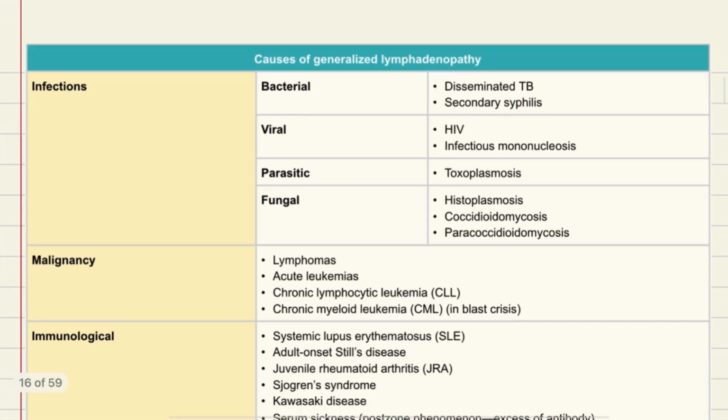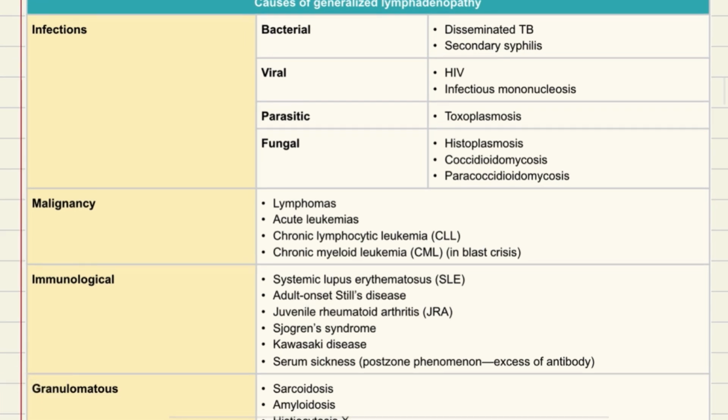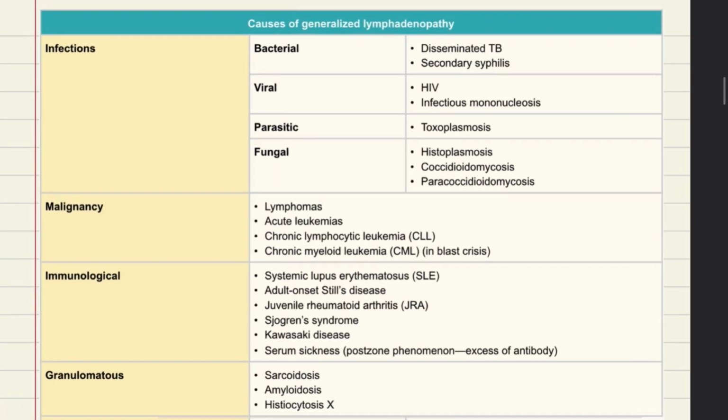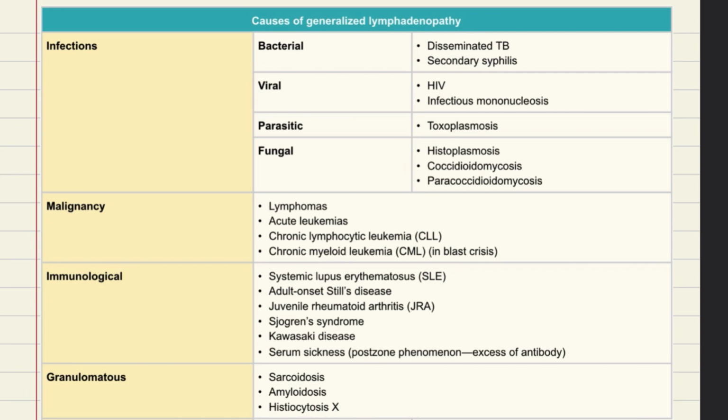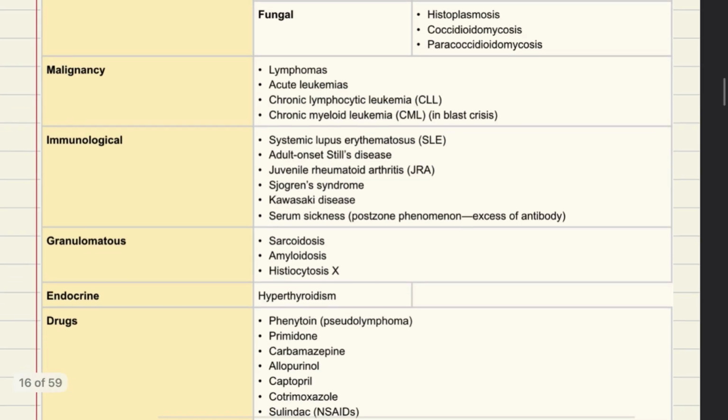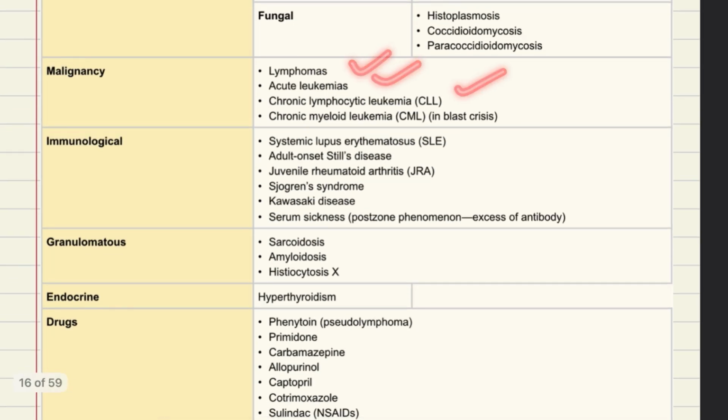Now, what are the causes of generalized lymphadenopathy? The list is very long. You don't need to remember every one, but just remember the important ones. For example, in the infectious causes, there are bacterial, viral, parasitic and fungal causes. Just remember at least one from each. For example, in bacterial, remember TB, in viral HIV, parasitic toxoplasmosis, and fungal, any one of these. In malignancy, most of the lymphomas and leukemias, CLL, all of them cause generalized lymphadenopathy. At least remember lymphoma and leukemias.